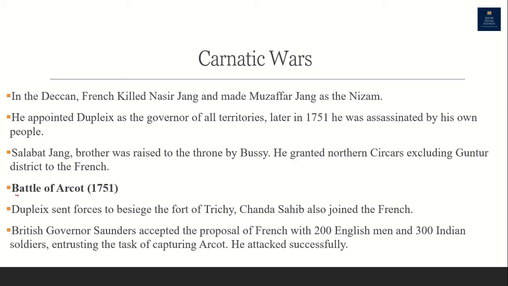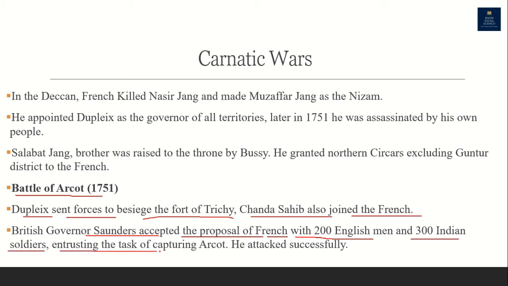Let's see the Battle of Arcot in 1751. Dupleix sent forces to capture the fort of Trichy, where Muhammad Ali had taken shelter. Chanda Sahib also joined the French. British Governor Saunders accepted the proposal, with 200 Englishmen and 300 Indian soldiers, entrusting the task of capturing Arcot to Clive. His attack proved successful.